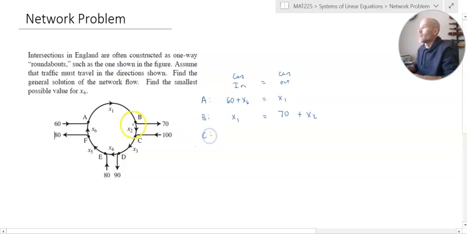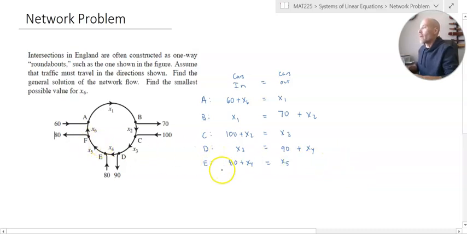For intersection C, again, we have two sources coming in, 100 and x2. If we add the number of cars coming in total at intersection C, that has to equal the number of cars going out, which is equal to x3. For intersection D, repeat this. So cars coming in would be only x3. Cars going out would be 90 plus x4. Intersection E is going to be x4 coming in, 80 coming in, so 80 plus x4. And that has to equal the number of cars going out, which is x5.